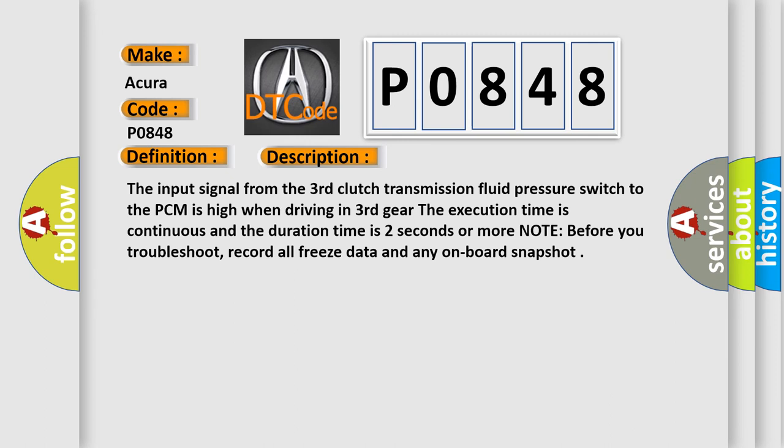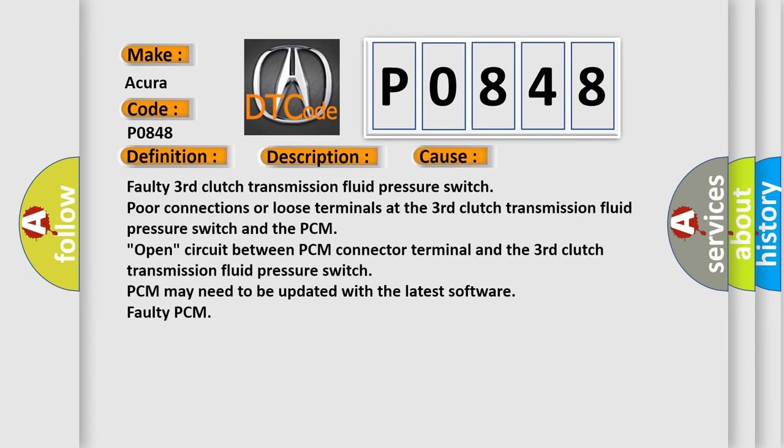This diagnostic error occurs most often in these cases: faulty third clutch transmission fluid pressure switch, poor connections or loose terminals at the third clutch transmission fluid pressure switch and the PCM, open circuit between PCM connector terminal and the third clutch transmission fluid pressure switch. PCM may need to be updated with the latest software.